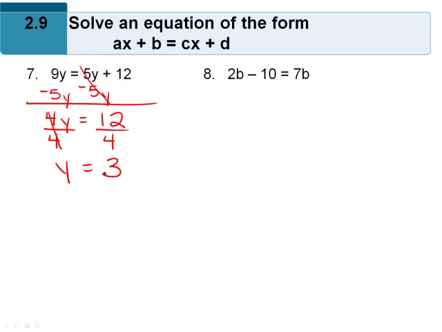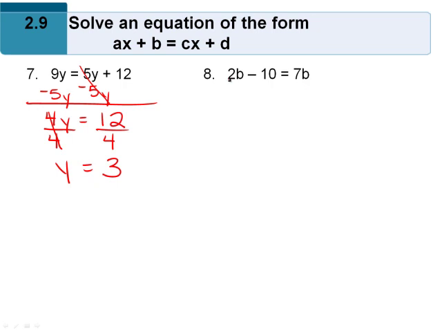Now, look at number 8. This is the one exception to the rule about me moving the variables to the left, because on every single problem that I've done so far, I have moved the variable terms to the left. I've canceled the one on the right and moved it to the left. But look at number 8. 2b minus 10 equals 7b. Notice on the right-hand side, there's just one term, 7b.